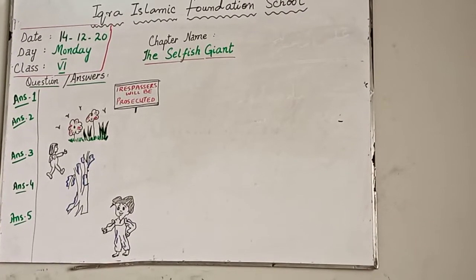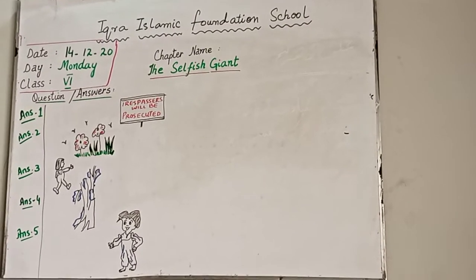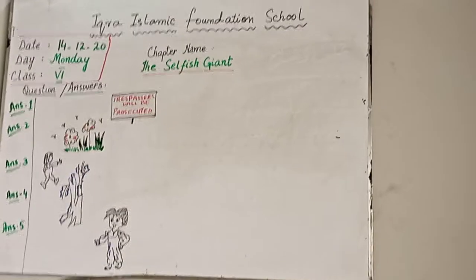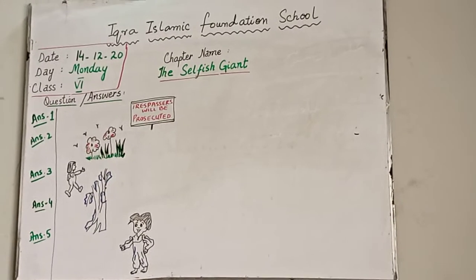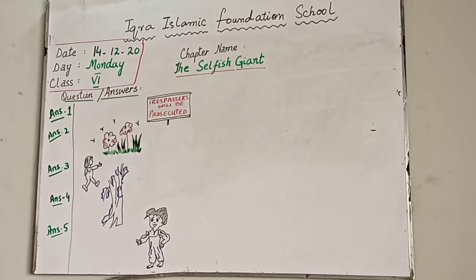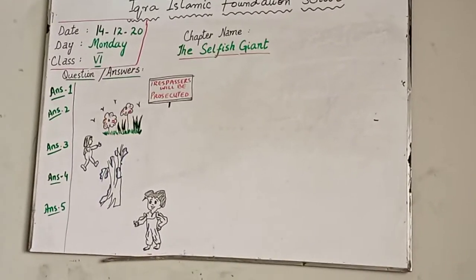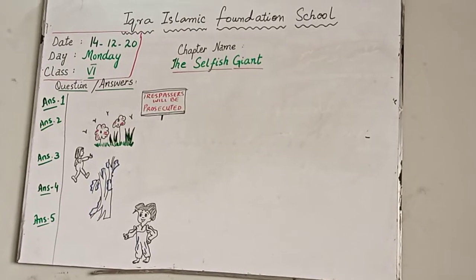How did the giant show his selfishness? As you know, it was a story of a selfish giant. So in the question it is asked that how did the giant show his selfishness? By which act? किस एक्ट से उसके पता चलता है कि वो एक खुदगर्ज़ था.